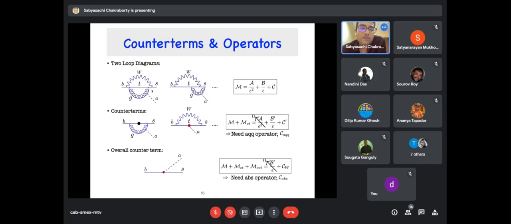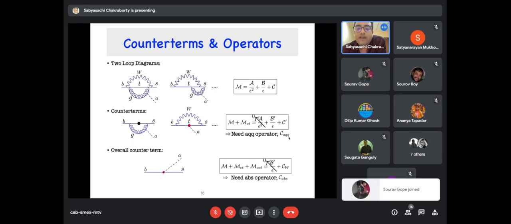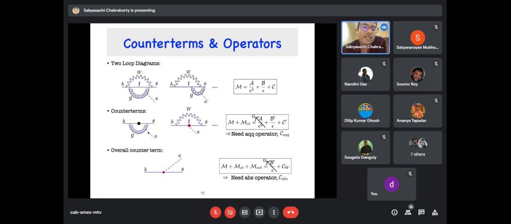And the counter terms come essentially by shrinking the W loop or shrinking the gluon loop. The moment I shrink the W loop, I get a counter term such as this. When I shrink the gluon loop here, I get a counter term such as this. Adding all those counter terms, the 1 over epsilon square pole completely goes away. But that means that I need to have an AQQ operator as well, because shrinking the W loop gives me an AQQ operator. This is essentially a quark quark.